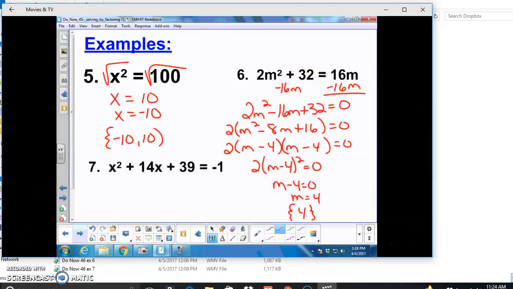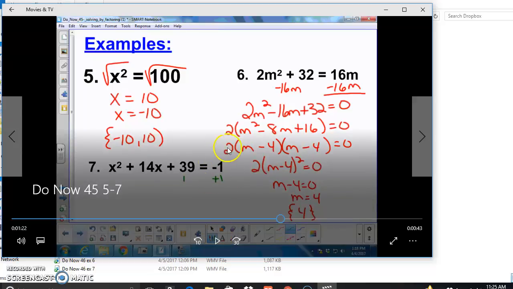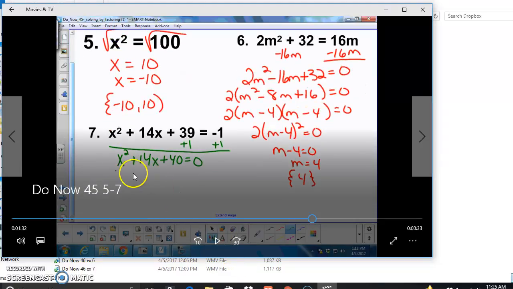All right, let's move on to example 7. X squared plus 14x plus 39 equals -1. The first problem we see is it's not equal to 0. So in order to make it equal to 0, we've got to add 1 to -1 to make 0. And if we add 1 to the right-hand side of the equals, we've got to add 1 to the left-hand side. So we'll have x squared plus 14x plus 40 equals 0. Nothing will factor out, so we're ready to break down our factoring. I notice that everything in the quadratic that we're factoring is addition, so I'll have an addition sign and an addition sign.